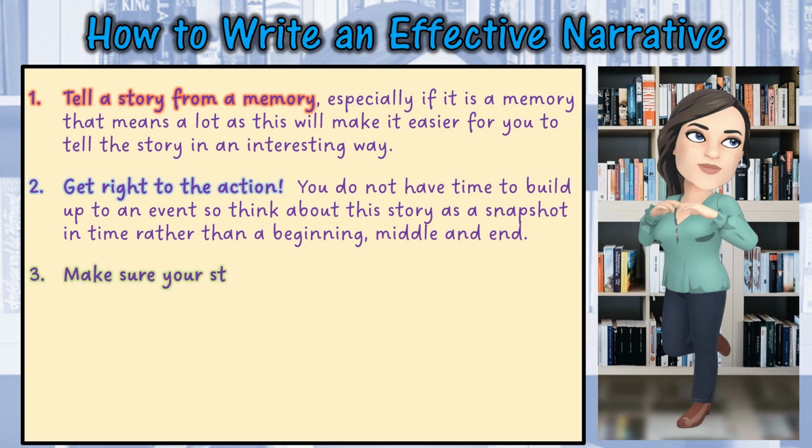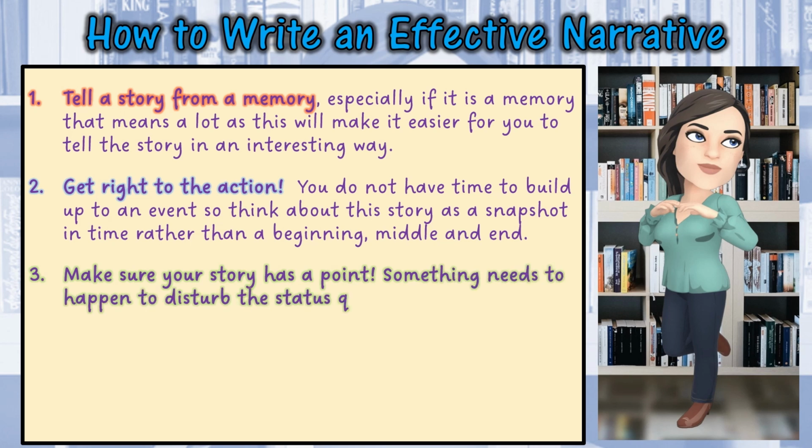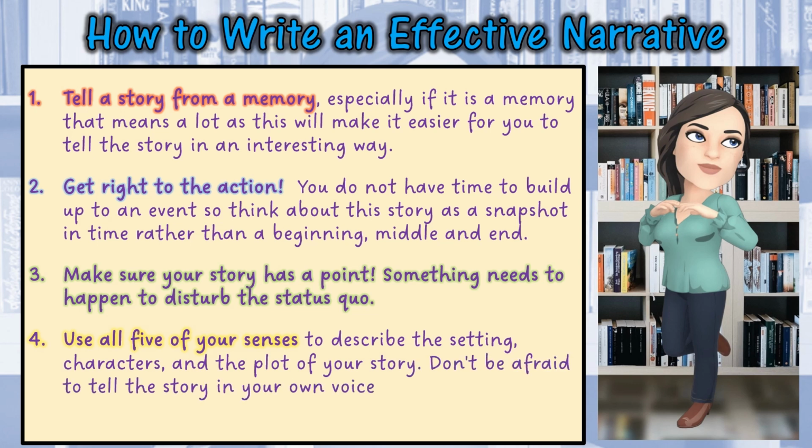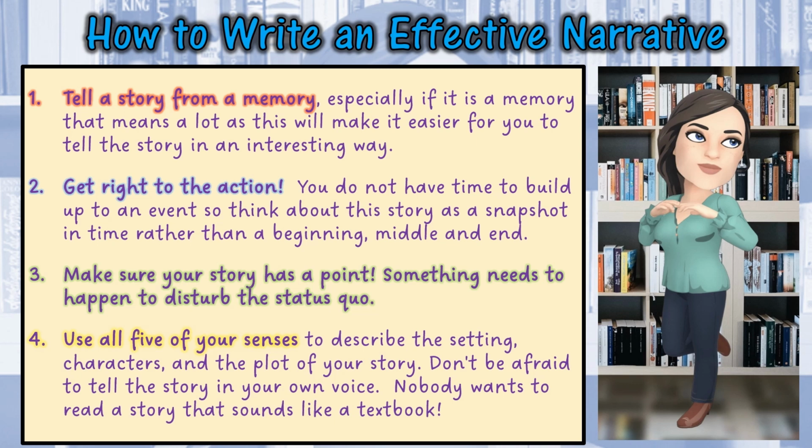Number 3, make sure your story has a point. Something needs to happen to disturb the status quo. Just a general diary entry of what you did that day is not going to be enough to engage an audience. And number 4, use all 5 of your senses to describe the setting, characters and the plot of your story. Don't be afraid to tell the story in your own voice, as nobody wants to read a story that sounds like a textbook. It's important, although this isn't a descriptive essay, to still describe in detail to ensure that your audience becomes part of your story.